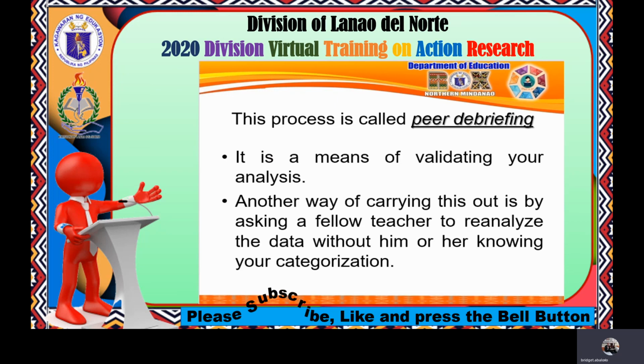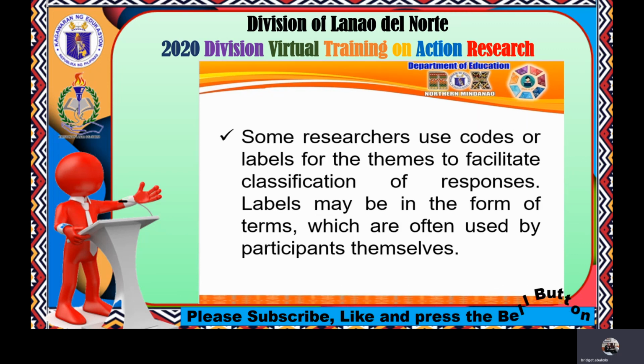You, as an action researcher, may ask: what do you mean by clarification of lesson? What is your meaning about this one? So that is simply it. Do not let them know that you are conducting action research. Okay, sometimes some researchers use codes or labels for the themes to facilitate classification of responses. Sometimes researchers also use labels in the form of terms which are often used by participants themselves. Summarizing the results in a table.